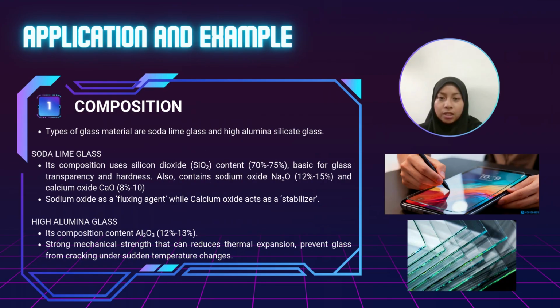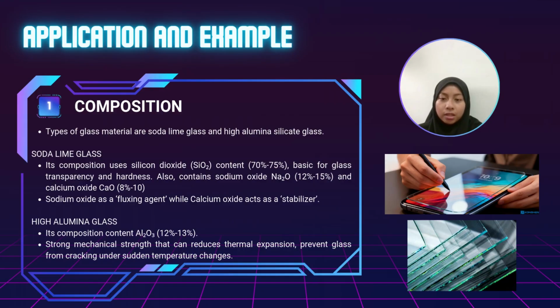These are the application and example. First is the composition. There are two types of glass materials, which are soda lime glass and also high alumina silicate glass. For the soda lime glass, it uses silicon dioxide that contains 70 to 75%, which is basic for glass transparency and hardness. Also, it contains sodium oxide, which is 12 to 15%, and calcium oxide that has 8 to 10%. Sodium oxide acts as a fluxing agent, while calcium oxide acts as a stabilizer.